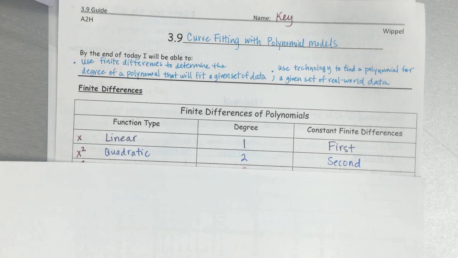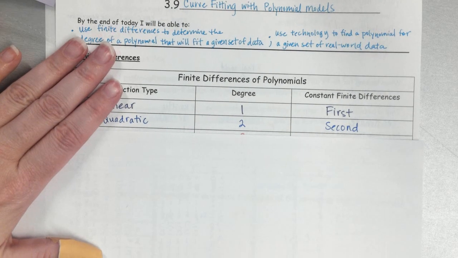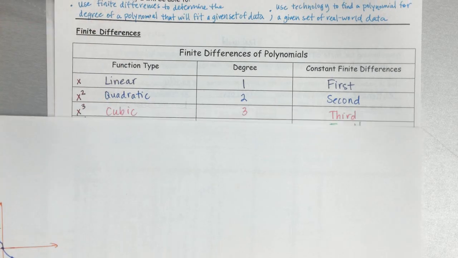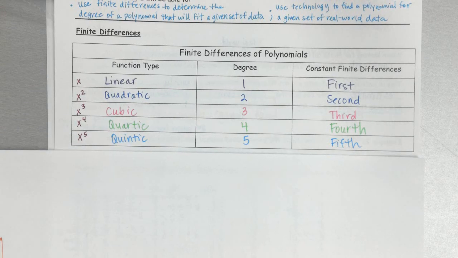If it's quadratic, what differences are constant? The second. You guys remember what else we wrote down with that? The second difference had to be constant and non-zero, and the x values were evenly spaced. Okay, so if it's linear, the first finite differences are constant. If it is quadratic, it's going to be the second. And then we also have the cubic, the quartic, and the quintic.